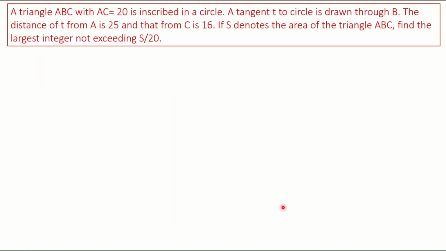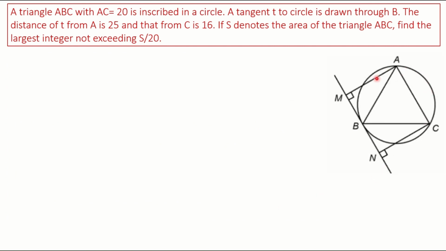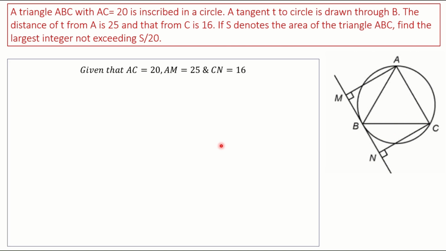Let us first construct the diagram. There is a triangle ABC inscribed in a circle. There is a tangent MN touching at B. The distance of this tangent from A, that is AM, is 25, and CN is 16. This is what is given. We need to find the area of the triangle, and then S by 20. So AC equal to 20, AM equal to 25, and CN equal to 16.